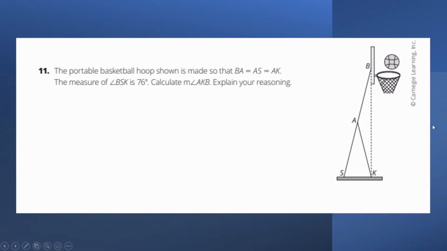Next up, it says the portable basketball hoop shown is made so that BA is equal to AS is equal to AK. Let's mark all of that off. So BA is here, is equal to AS, which is here, which is equal to AK, which is here. That means we have two isosceles triangles here. ASK is an isosceles triangle, and ABK is an isosceles, which means that their base angles will also be congruent, which I'm going to mark off now. I'm going to use different angle symbols, though, because these angles are obviously not the same size. You could just look at them and tell that.